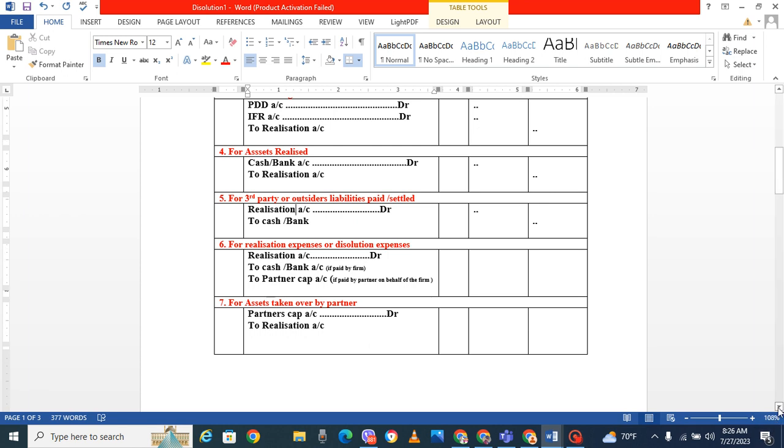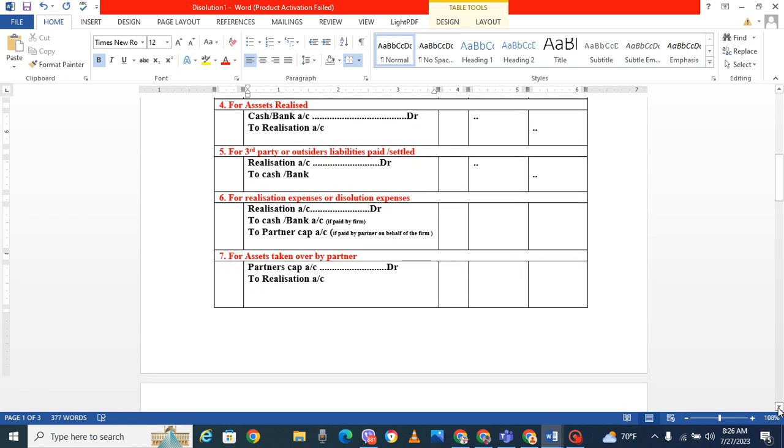As for dissolution expenses or realization expenses, we have to debit realization account and credit cash or bank, in case no information is given and we have paid the dissolution expense. But sometimes the partner might pay on behalf of the firm. In such a case, we have to credit partner's capital. Suppose realization expenses of 5,000 are paid by partner Mr. A. Then we have to debit realization account and credit A's capital.